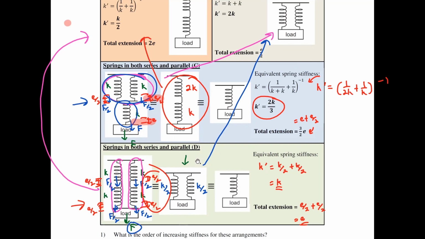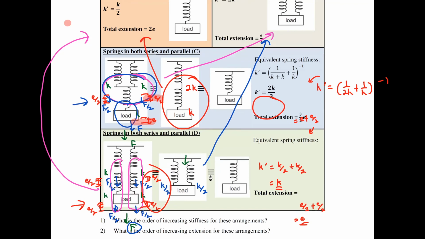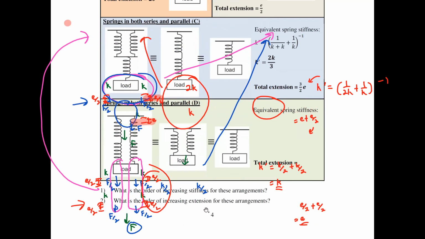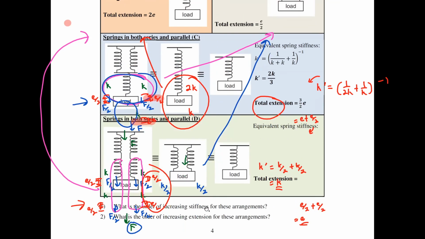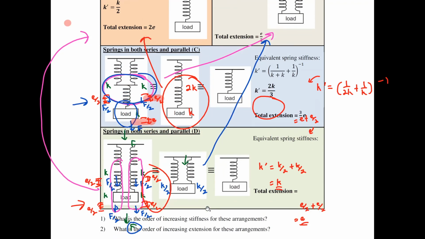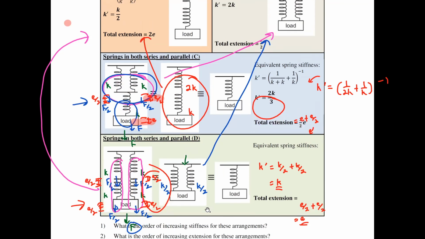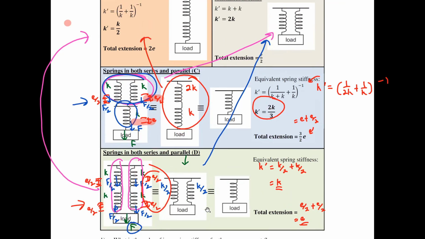Okay, so this is the method that you use to find the spring stiffness of a system as well as the total extension of a system. All right. The next two parts of the question will ask you, what's the order of increasing stiffness for this arrangement and what's the order of increasing extension for this arrangement?